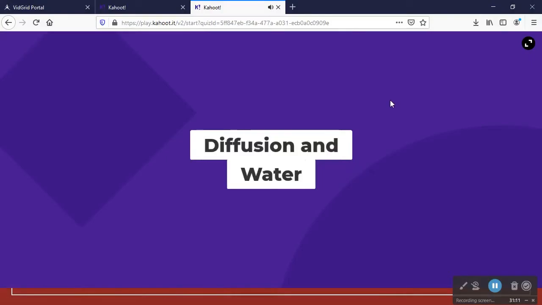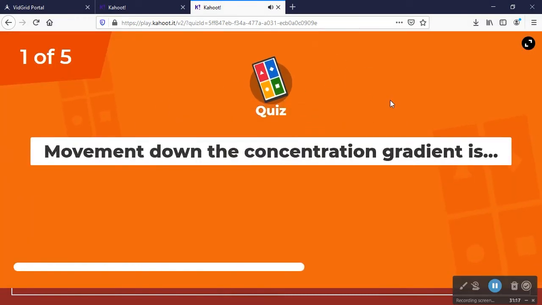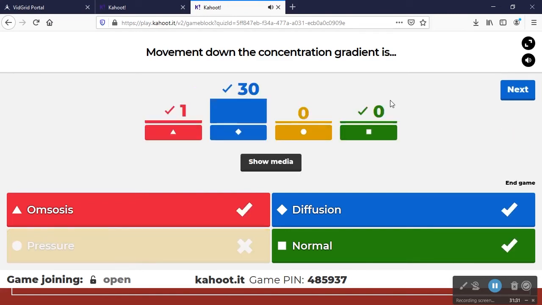All right, so let's get your Kahoots out. Let's see what you remember from chemistry. 3, 2, 1. All right, movement down the concentration gradient. What do we call that? All right, very good. That's diffusion. Osmosis is also movement down the concentration gradient. You'd get me on a test on that one, and it's spelled wrong. Did everybody catch that? So that's diffusion.